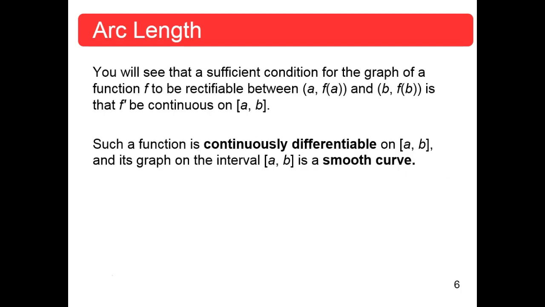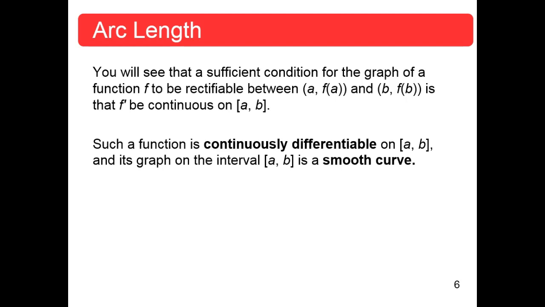Okay, you'll see that a sufficient condition for the graph of a function f to be rectifiable between a, f of a, that's x1, y1, and b, f of b, x2, y2, is that f prime be continuous on a, b. So whatever this function is that's describing this thing up here. If it were a cusp type thing, hang it up. That's not a continuous first derivative. Maybe a continuous function, but not a continuous first derivative.